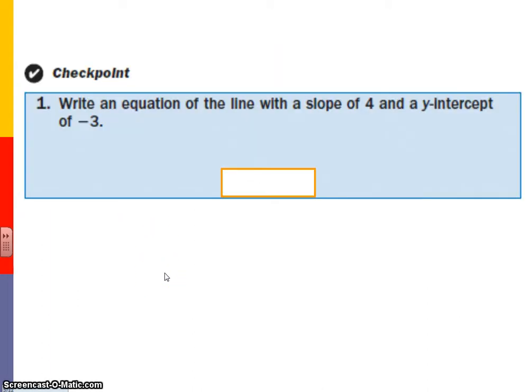Go ahead and try this checkpoint. Write an equation of the line with a slope of 4 and y-intercept of -3. Remember, your equation of a line is y equals mx plus b. You should have y equals 4x minus 3. Again, I will also accept the answer y equals 4x plus -3.